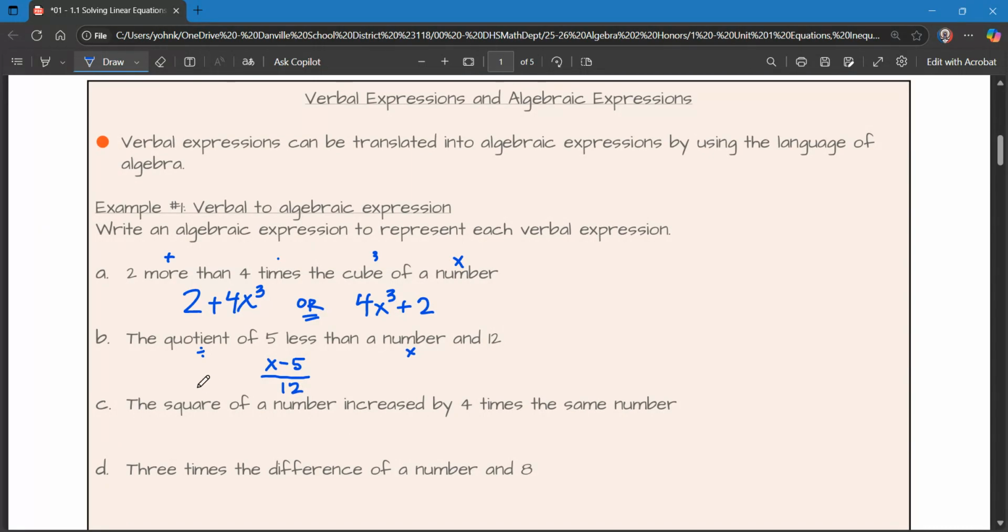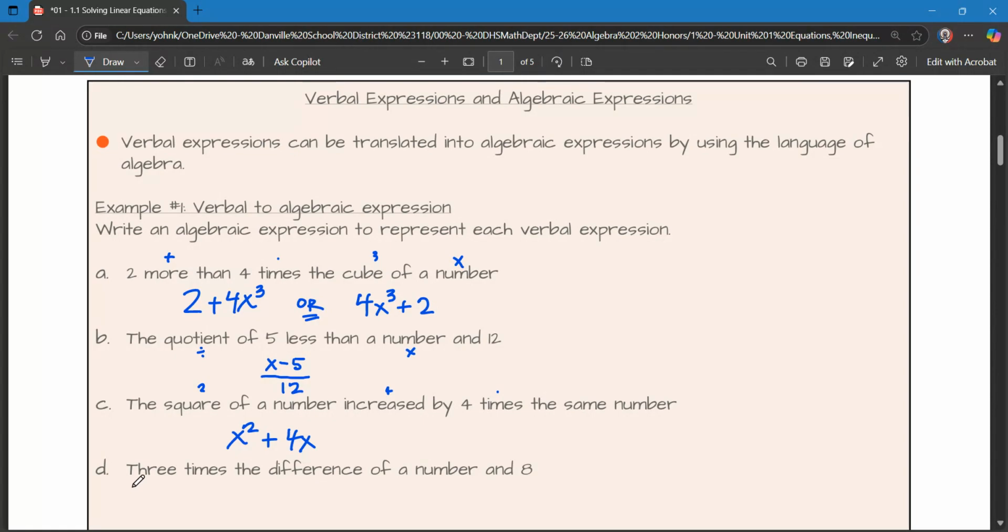Letter C, the square of a number increased by 4 times the same number. Square is a little 2. Increased means addition, 4 times means multiplication. So we're going to say x squared increased by, that's plus, 4 times the same number. Remember we used x to represent the number, so 4x.